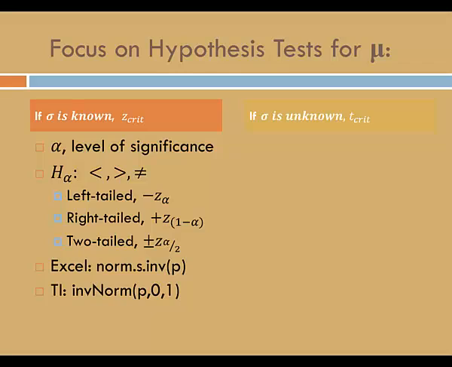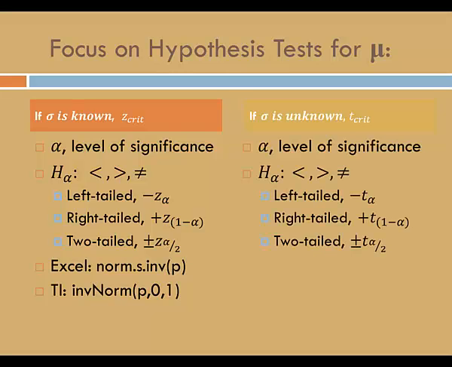If sigma is unknown, we'll use a critical value from the t-distribution, t-critical. We'll still need a level of significance and to determine the direction of the test, whether it's left-tailed, right-tailed, or two-tailed. Again, this depends on the sign in the alternative hypothesis. For a left-tailed test, we expect a negative critical value. For a right-tailed test, we expect a positive critical value. And for a two-tailed test, it could go either way.